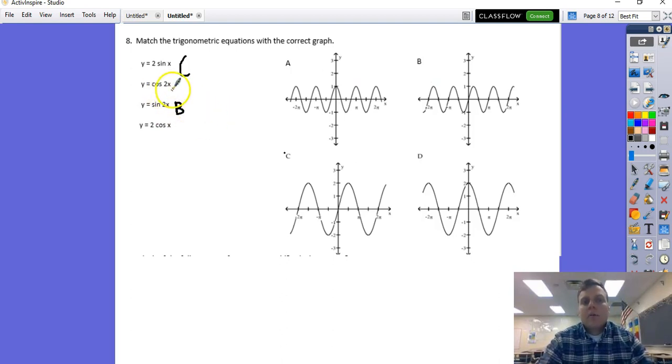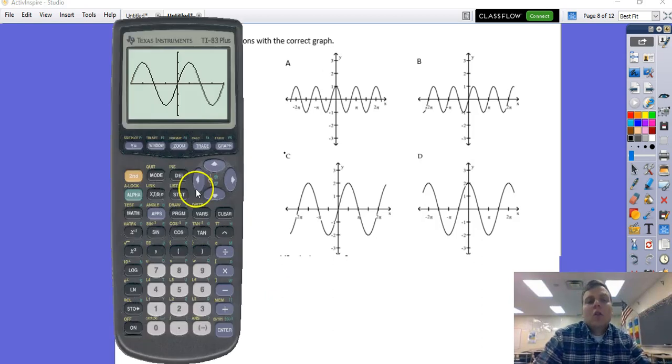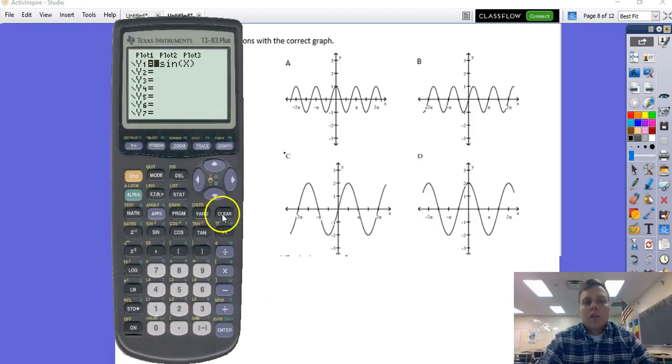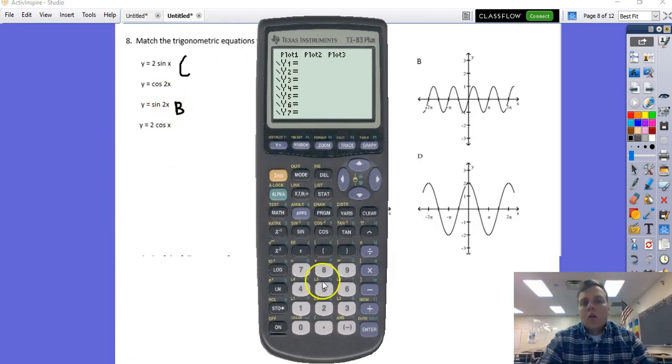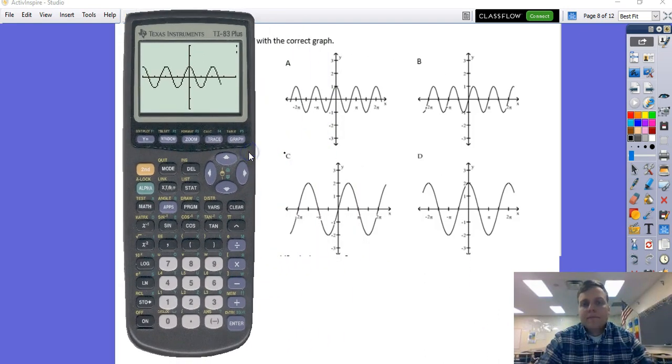So now it comes down to our cosine ones. Well, we're lucky that they all have the same windows. Look here, negative 2 pi to 2 pi, negative 3 to 3. So I go back to y equals, type in cosine of 2x, press graph, and I can just compare which one is supposed to be. When I'm looking between A and D here, it's pretty obvious that it's got to be A, because this one has 1, 2, 3 humps.